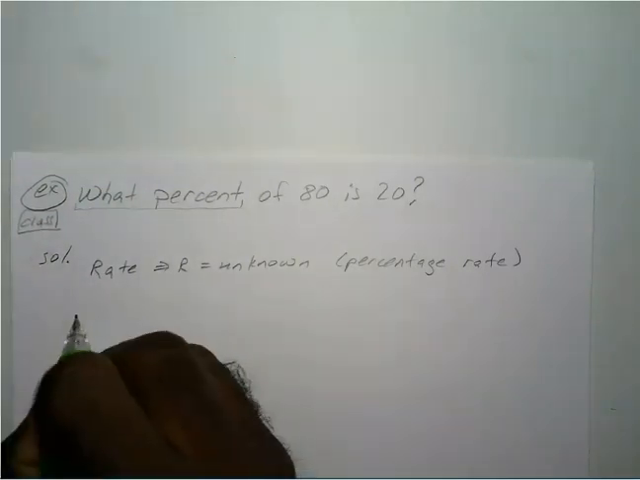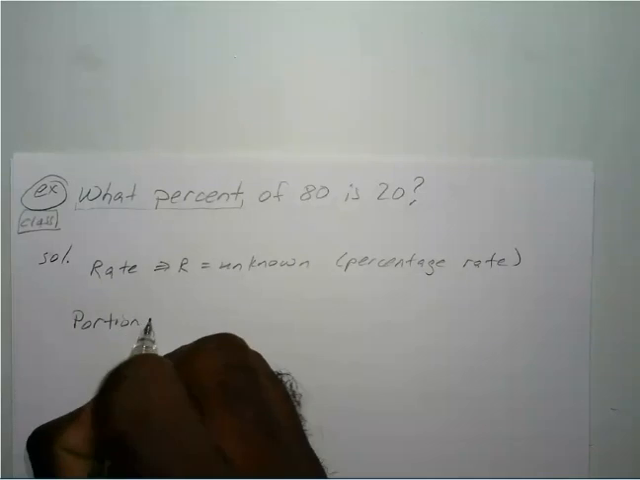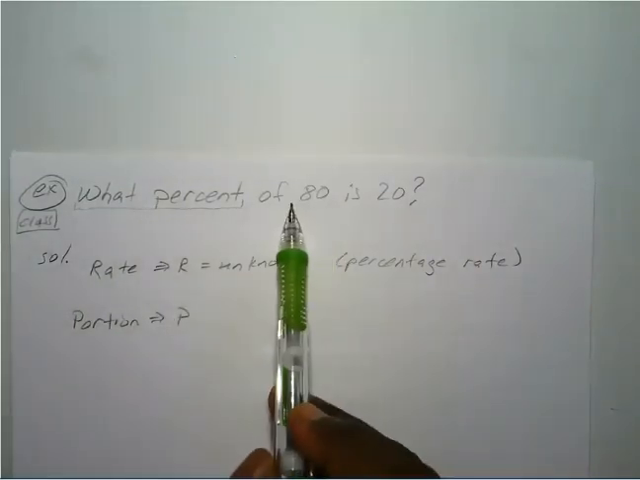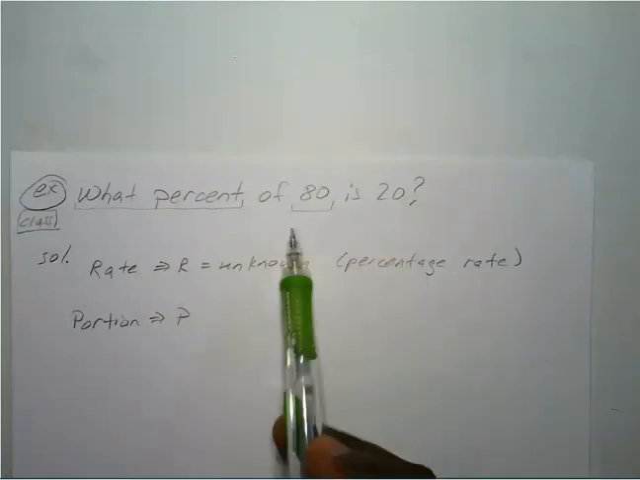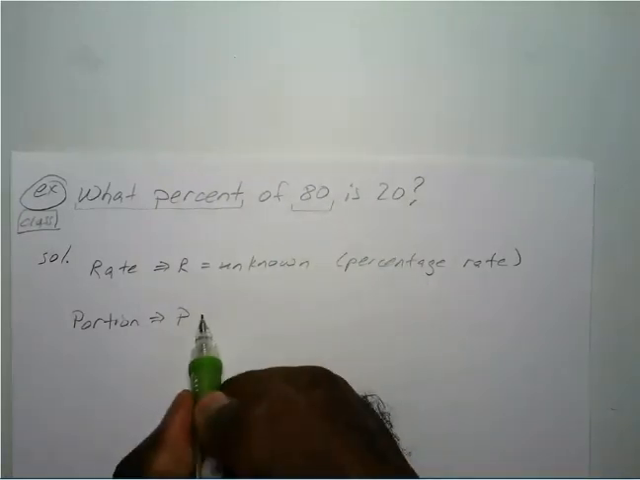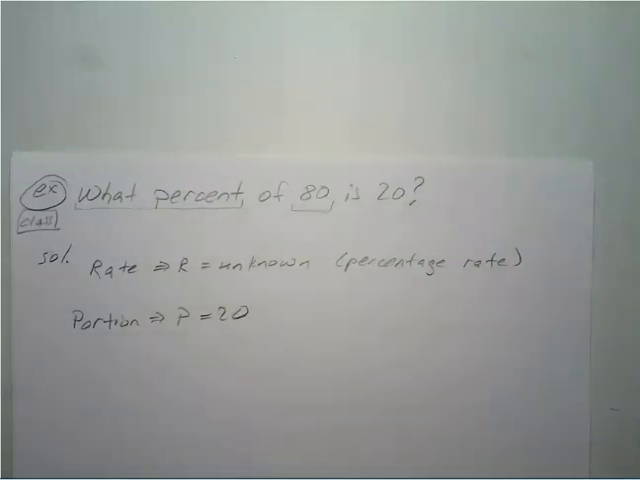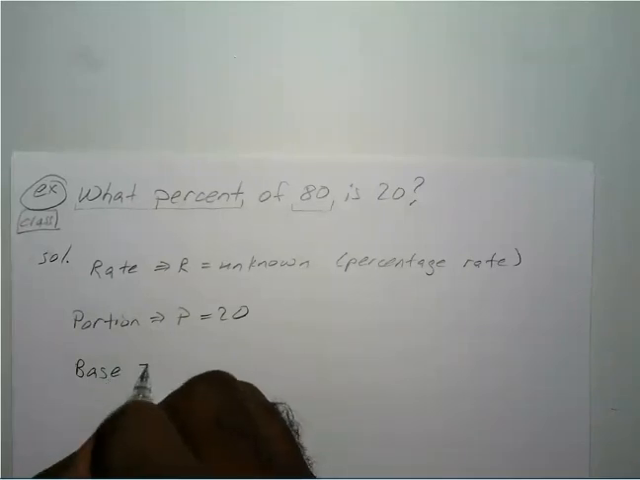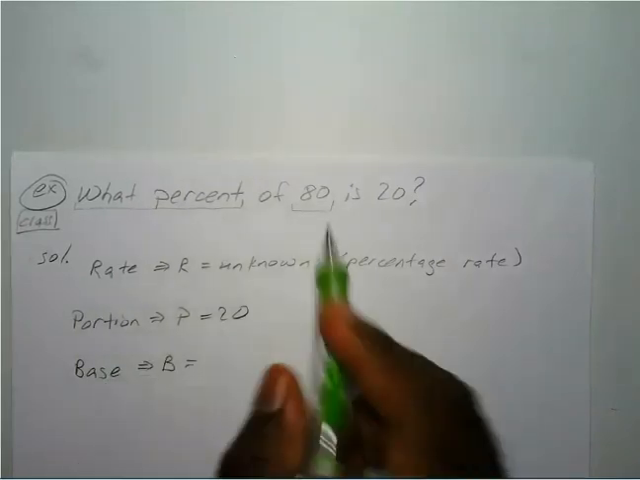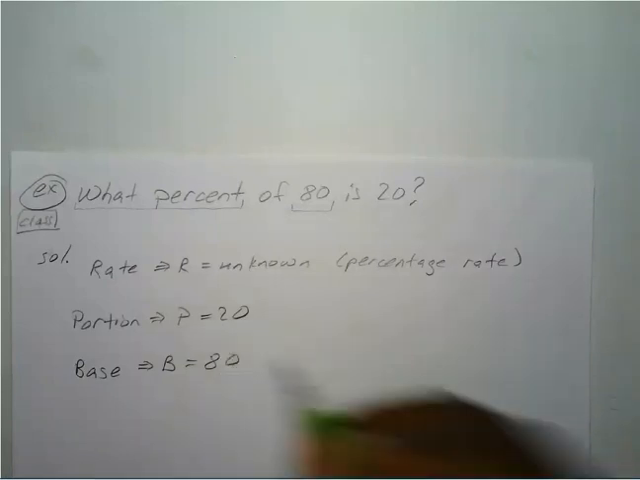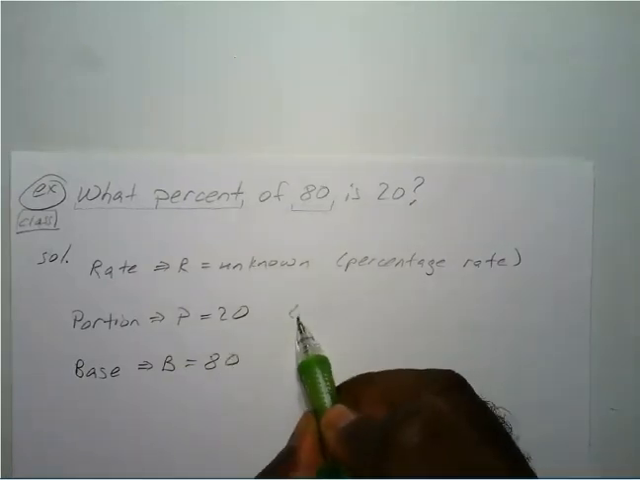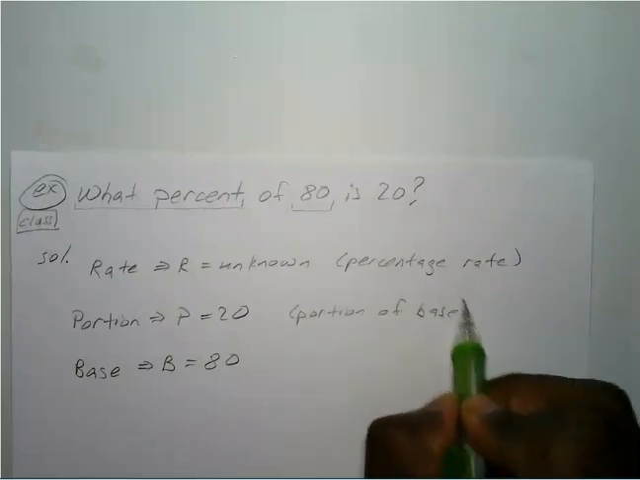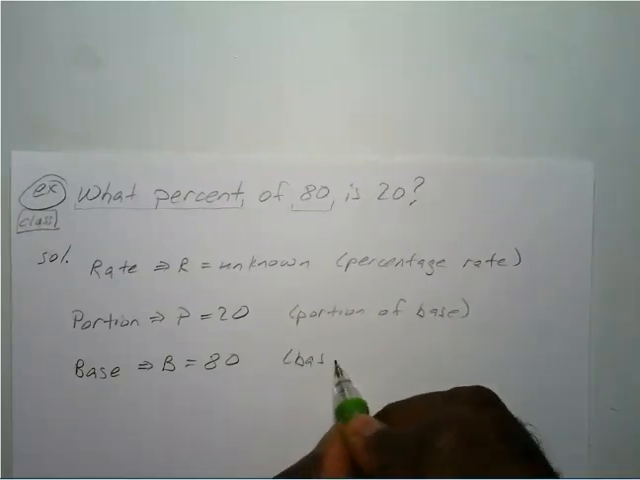Now our portion, which is part of the total. We see here our total is 80. We're looking for a percentage of that total. So our portion is equal to 20, and our base, the total amount, is 80. So this is our portion of the base, and this is our base, or total amount.